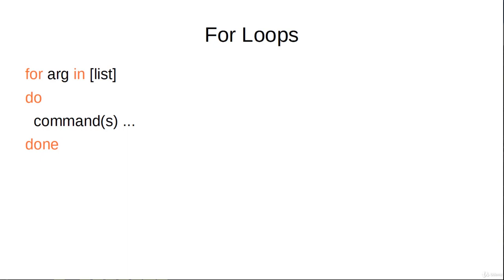It takes the first item from the list and assigns its value to the variable arg. Then the list of commands between the keywords do and done is executed. After this, one loop is finished, and the next item from the list is assigned into the variable arg, and so on. To understand it fully, we can look at this example.